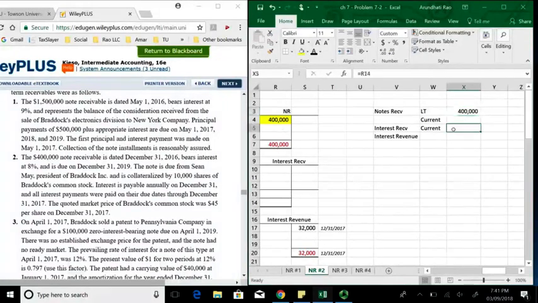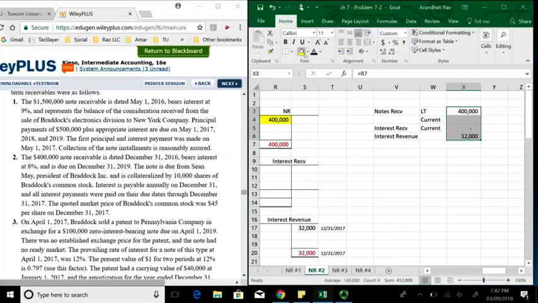Interest receivable. Is there any interest owed to me at December 31st, 2017? The answer is no, zero. Nothing is owed to me. He paid up whatever had to be paid up. Next year, when the interest accrues, he's going to pay on December 31st. Interest revenue, it's a $32,000.